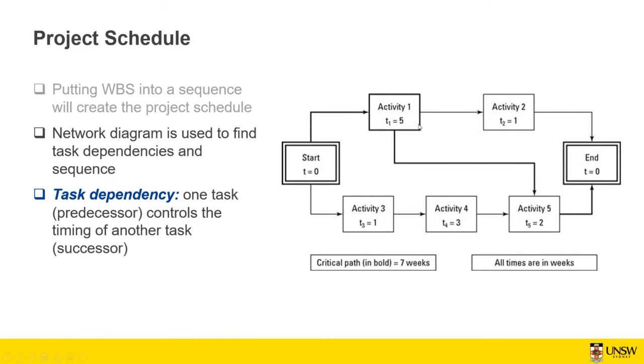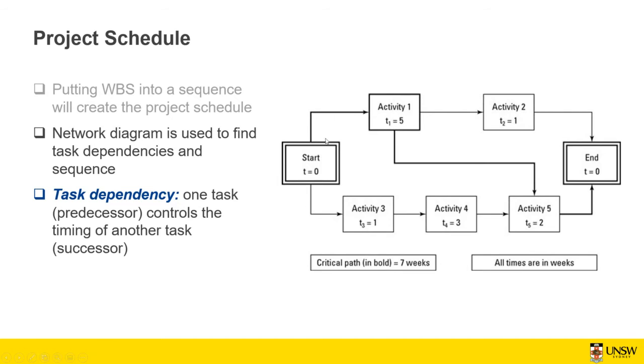So let's start with activity 1. This is the first activity that you need to start. And after finishing activity 1, which takes 5 weeks, you can start activity 2 and activity 5 in order to complete the project. But activity 3, you can start at the same time as activity 1. As you can see, there are no task dependencies. There is no arrow between them.